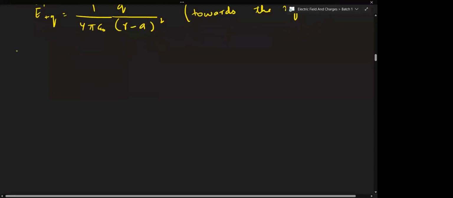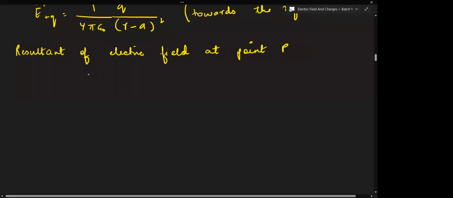So see, the resultant of electric field at point P. So the net electric field, or let me write axial only, so that when we do the next case, you will remember that this is for axial. So see, E axial. If you use the superposition principle, or simple vector addition, this will be E minus q and E plus q, the sum of these two.